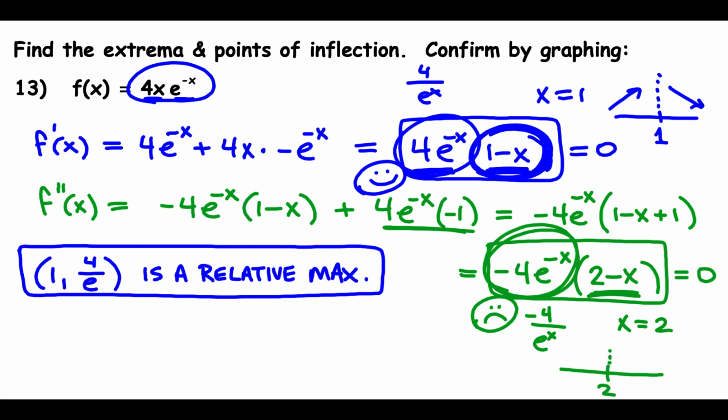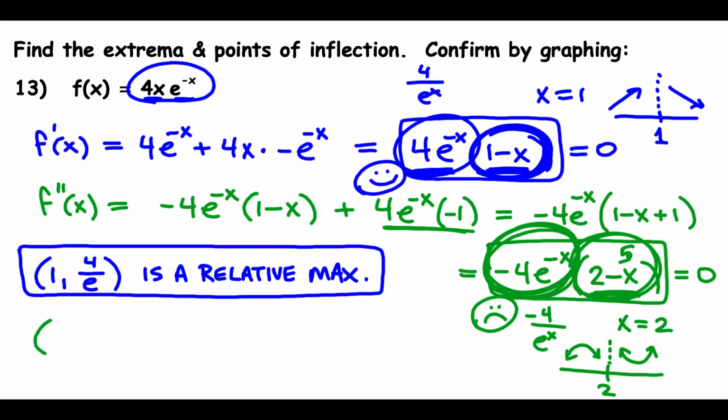There's 2 right here. If you try a number less than 2, let's say you try a 1 or a 0, 2 minus 1, that's positive, but then you have a negative in front. So negative times positive is negative. That'll be concave down. If you try a number like 3, 4, 5, let's try 5, then both of these are negative. The negative times negative is positive. So sure enough, there is a point of inflection at 2.